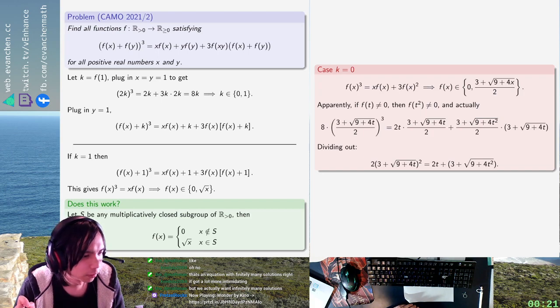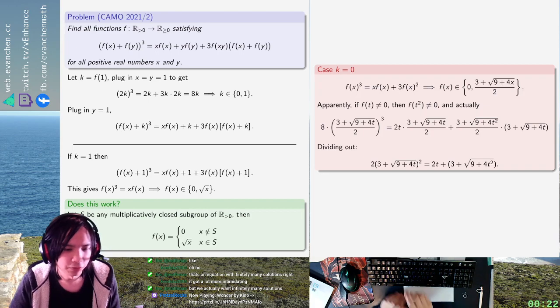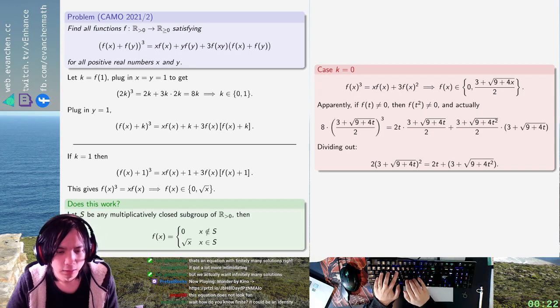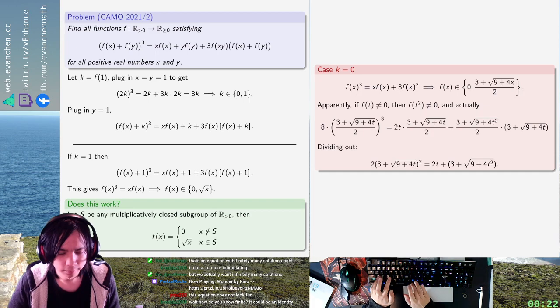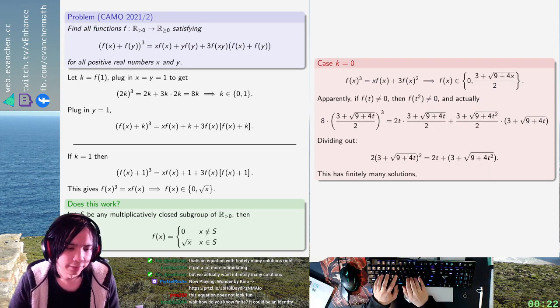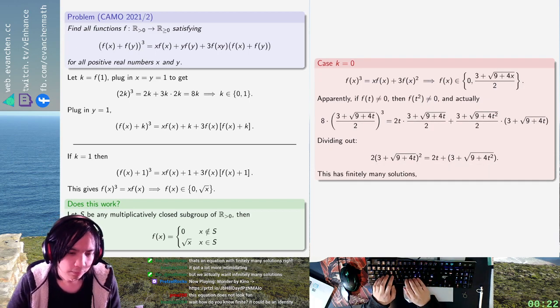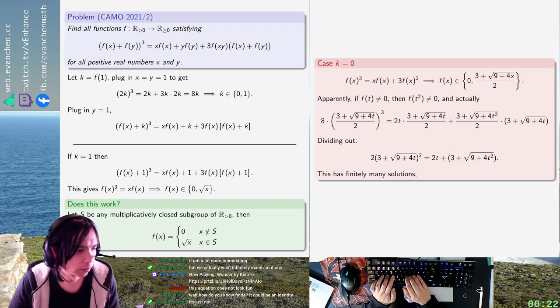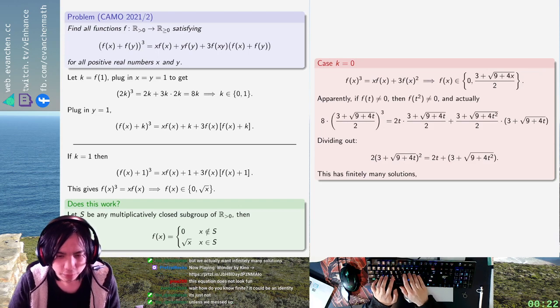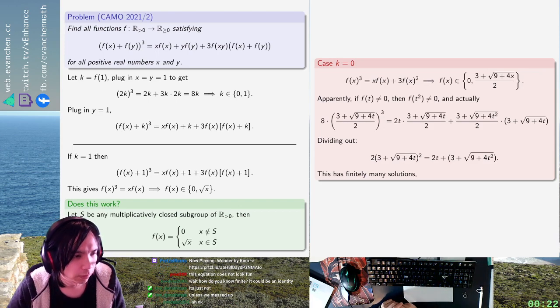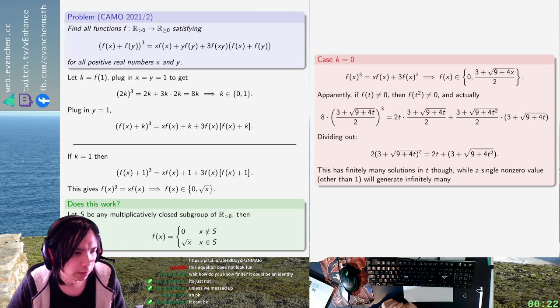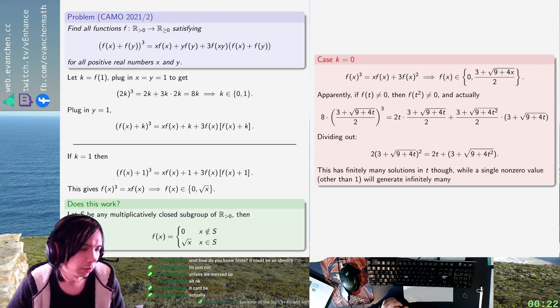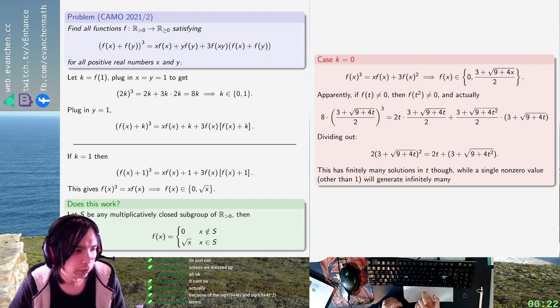Is that right now? Yeah, okay, but the point is this has finitely many solutions, while a single non-zero value other than 1 will generate infinitely many. How do you know this could be an identity? It's not an identity because the asymptotic growth rates don't even match, I think. Because the left-hand side grows on the order of 8t. The right-hand side grows on the order of 4t.